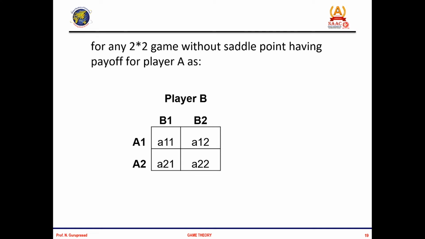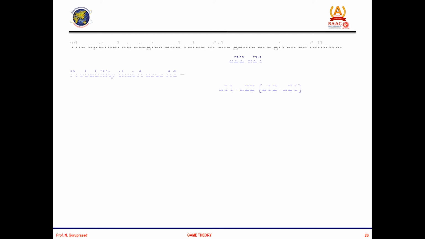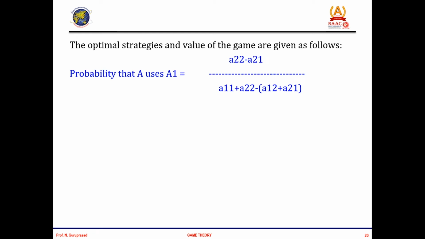Now let us take an example. For any 2 cross 2 game without a saddle point, assume the matrix in front of you represents the game for 2 players and does not have a saddle point. I have strategies A1 and A2 for player A, and strategies B1 and B2 for player B. The 4 values in the matrix are called A11, A12, A21 and A22. Now, in the algebraic method of mixed strategy, the optimal strategies, and further down the line the value of the game, are given by this particular formula.